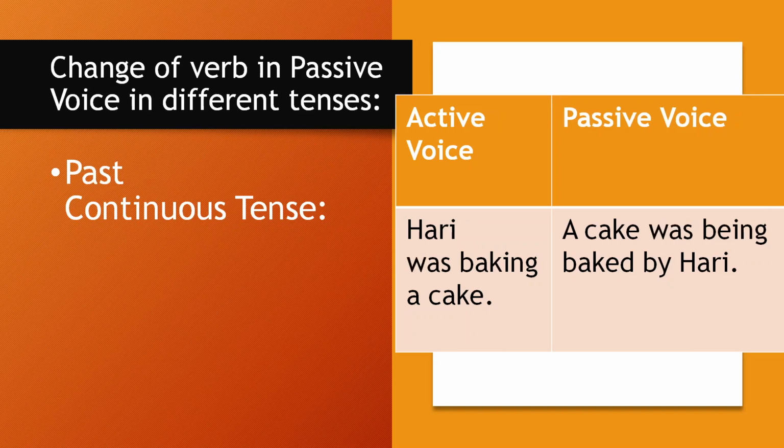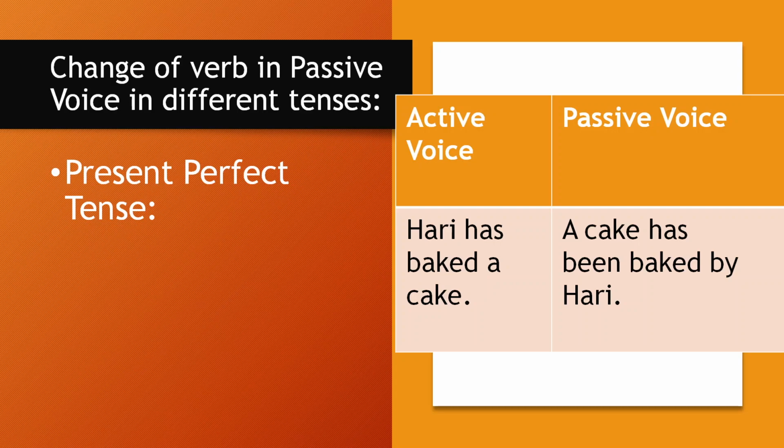Next, past continuous tense. Hari was baking a cake. A cake was being baked by Hari. So, is baking becomes is being baked, and was baking becomes was being baked.